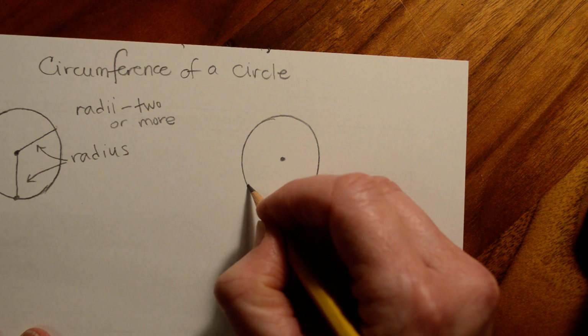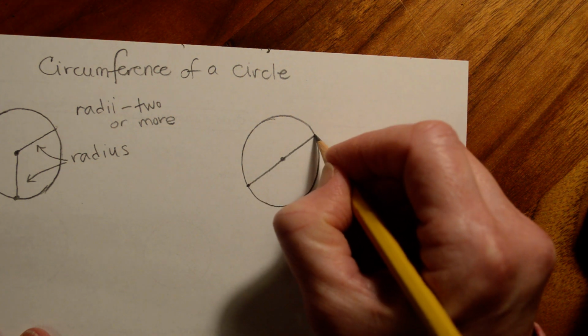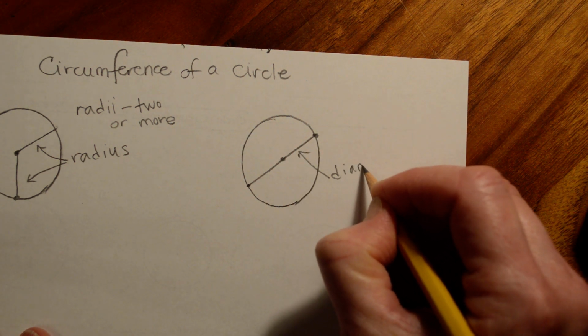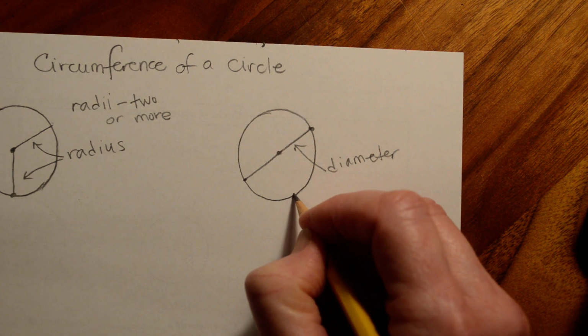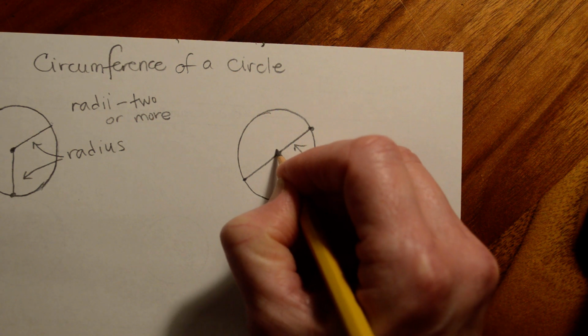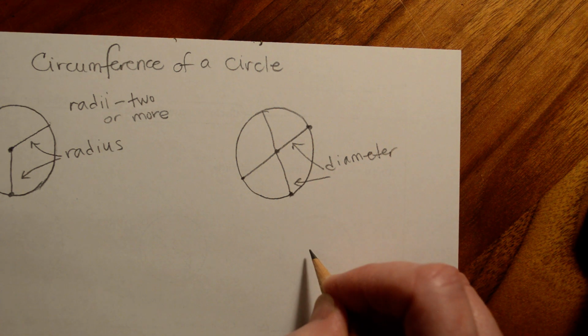Okay. I could, instead of starting from the center and going out to the edge, start at one point on the circle, go through the center and go straight out to the other side. That is called a diameter. Again, I could have done that from any point on the edge of the circle. So let's say I took this one and went through the center and out to the other side. That is also called a diameter, right?